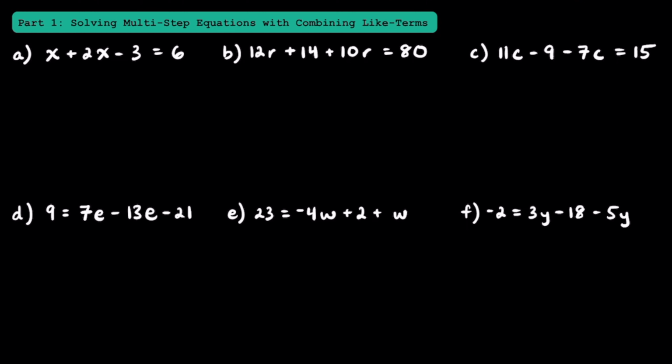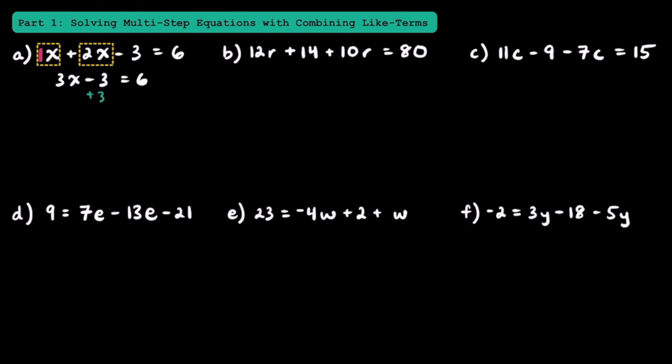Here in part 1, let's practice solving some multi-step equations where we have to combine like terms. In example A, we have x plus 2x minus 3 is equal to 6. The like terms here are going to be this x and 2x. Don't forget that this x has a coefficient of 1. Combining 1x and 2x to get 3x, we can write 3x minus 3 is equal to 6.